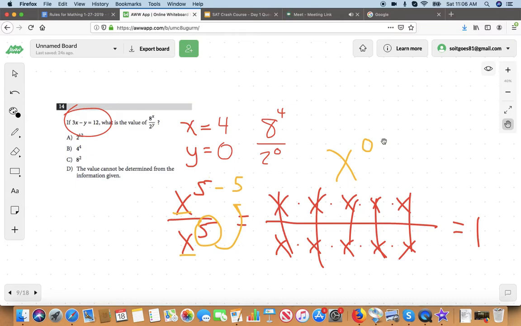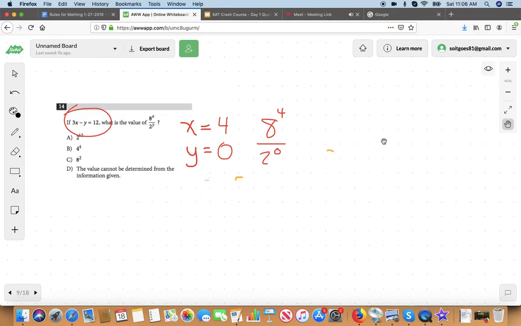So, let's go back to the expression here in the question, which is this 2 to the power of 0. 2 to the power of 0 is the same as 2 divided by 2, which is 1. So we get 8 to the power of 4 over 1, which is just 8 to the power of 4.